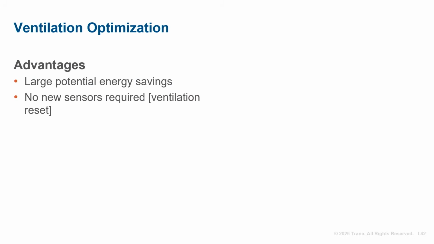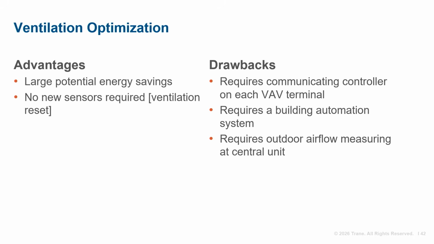There are some advantages and possible drawbacks. This strategy has a significant potential to save energy, and the ventilation reset calculations can be performed without additional sensors. Now let's look at the possible drawbacks. First, for demand-controlled ventilation, communicating controls are required to send VAV box and airflow information to the system controller. And a building automation system is needed to perform the calculations and coordinate terminal and system operation. And finally, an outdoor airflow measuring system is needed at the central unit.